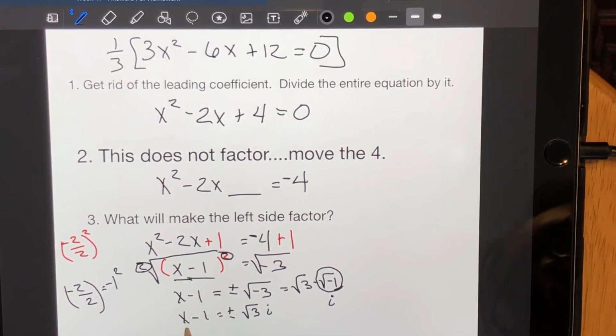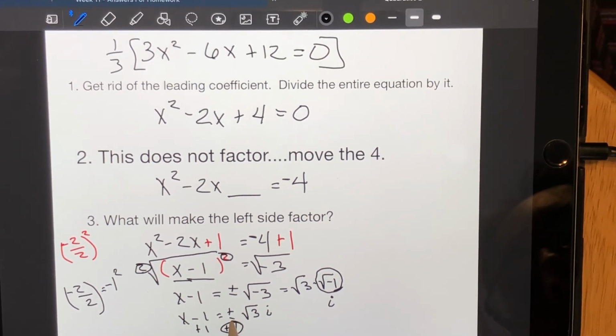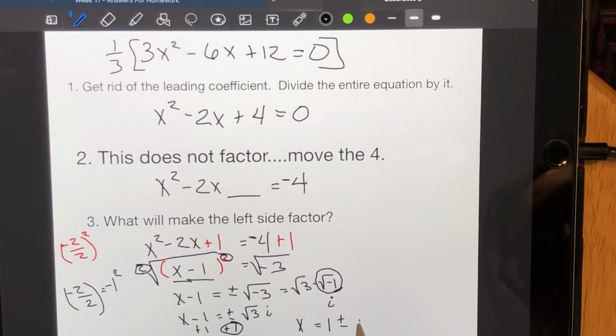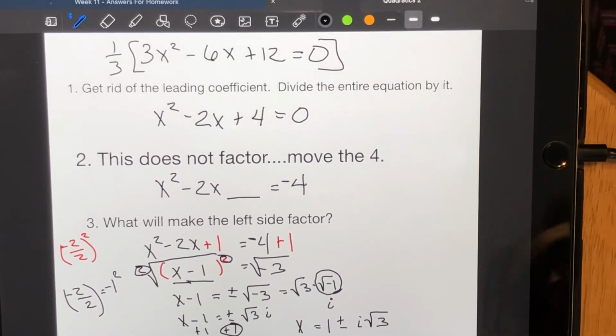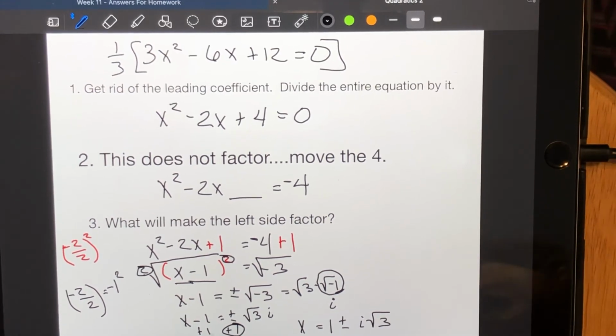So we ask ourselves the same question. I want to get x by itself, so I have to add 1 to both sides. Remember, this 1 is not in the same family as our square root. So we have x is equal to 1 plus or minus i square roots of 3.